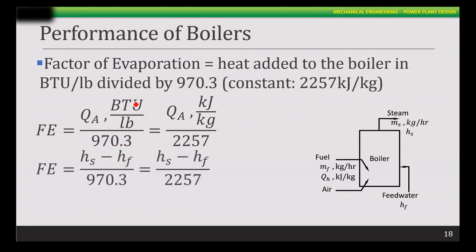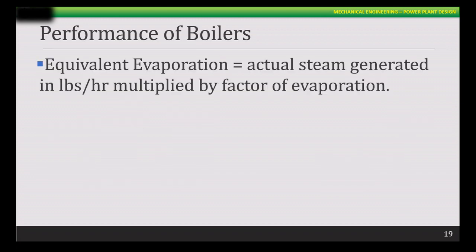Then it can also be this one: h_s, the enthalpy of the steam, minus h_f, the enthalpy of the feed water, divided by the same 970.3 or 2257. Okay, let's move on fast because we are running out of time. So equivalent evaporation is the actual steam generated in pounds per hour multiplied by the factor of evaporation. So you just multiply the mass of steam by the FE, the factor of evaporation that we computed in the previous slide.